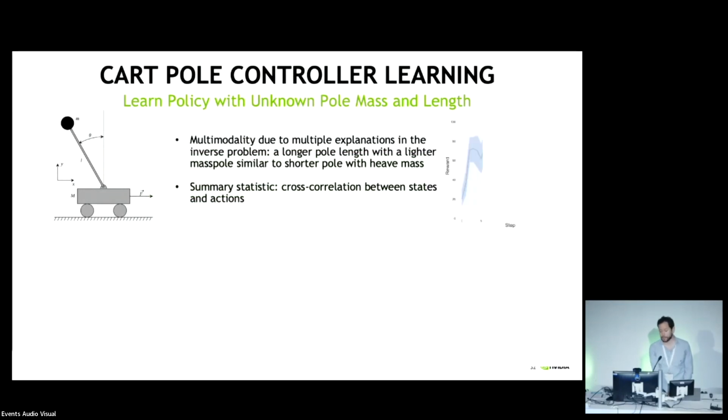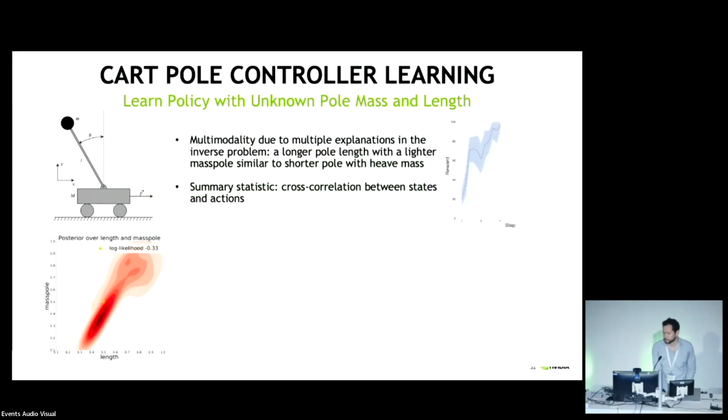So what happens when you do that? Let's say a simple example here. You have your policy there. It's trained on the prior. So maybe you have all kinds of instabilities, and you see that from the noise in there. This is the posterior, right? Over the parameters, you know, length and mass pole.